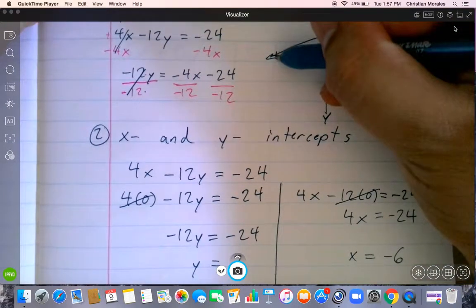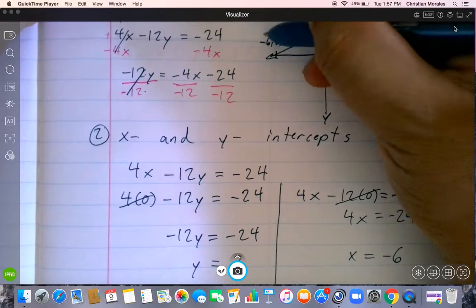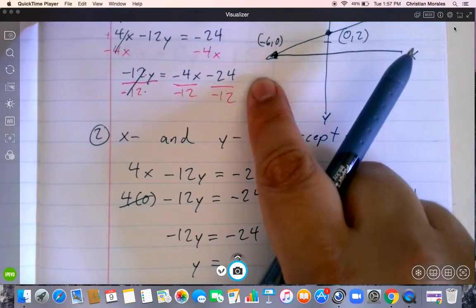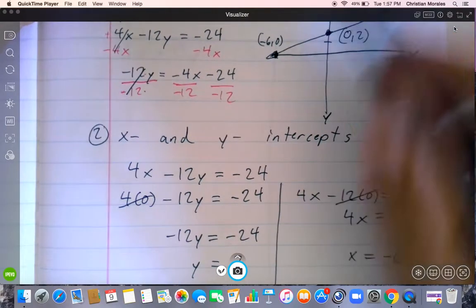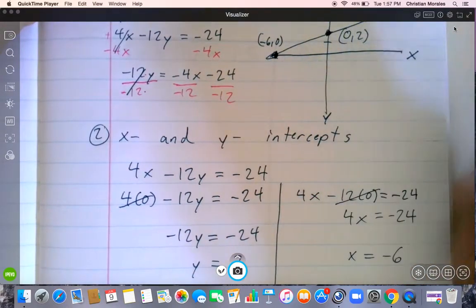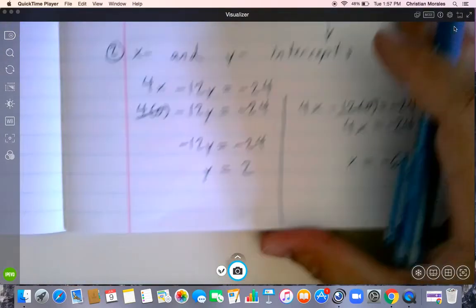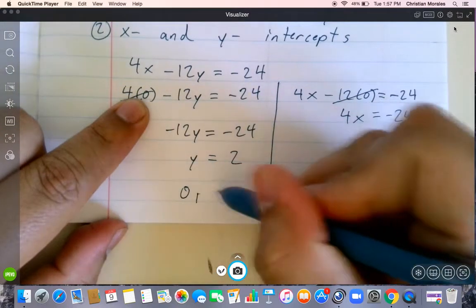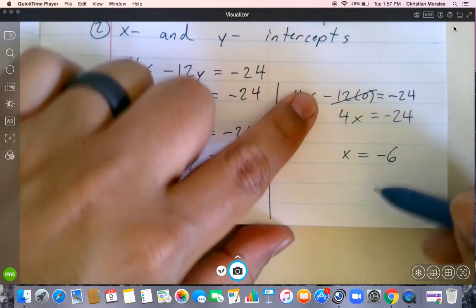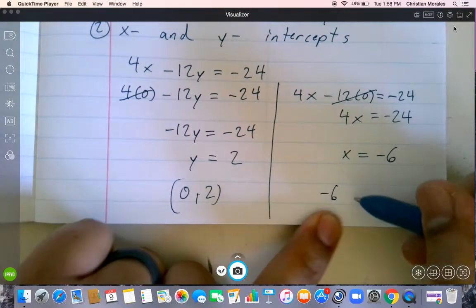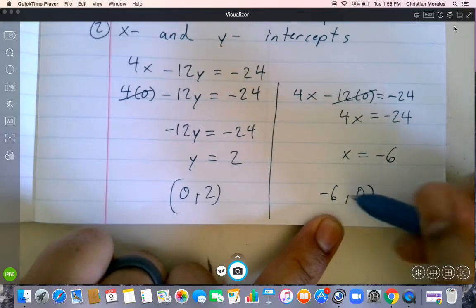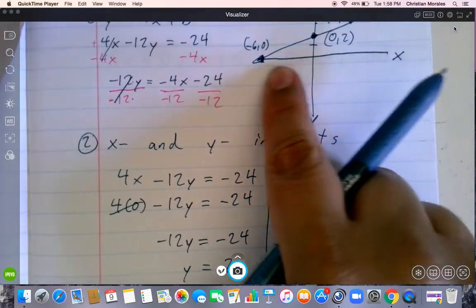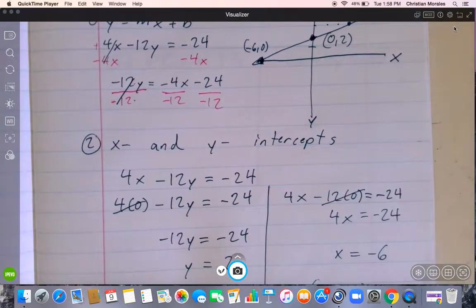Negative 6. Oh, well, what do you know? Negative 6, 0 is your other intercept. So if you have those 2 points, you just draw a line connecting those 2 points and you get the same graph. So when you do this, you have to remember these are coordinates. X is 0, y is 2. X is negative 6, y is 0. You take those points, you graph those 2 points, and you get the same line. So those are the 2 options you have for graphing.